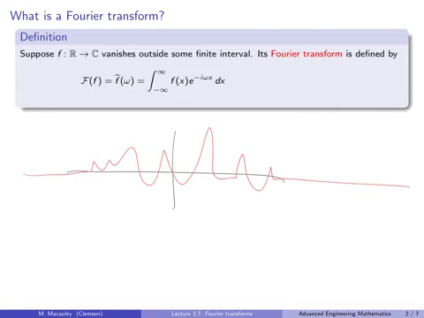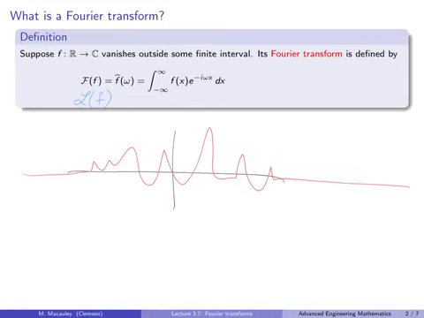Its Fourier transform, then, is defined as follows. There are several ways to write this. Some books write this as a capital or a script F of little f. Think of this like the Laplace transform, which we usually write as script L of f. I won't use that notation very much. Usually I'll use this, f hat of omega. And you should think of omega as angular frequency.